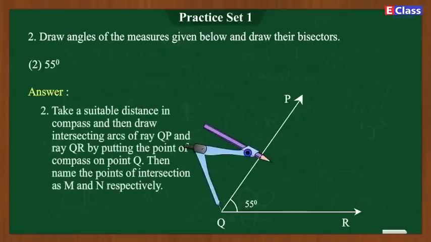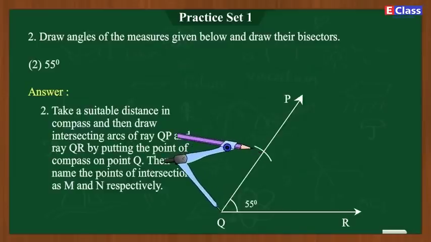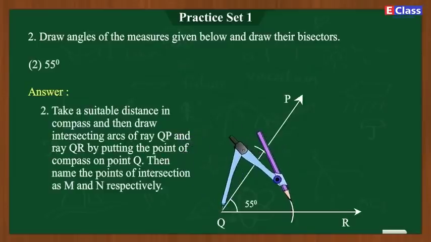2. Take a suitable distance in compass and then draw intersecting arcs of ray QP and ray QR by putting the point of compass on point Q. Then, name the points of intersection as M and N respectively.